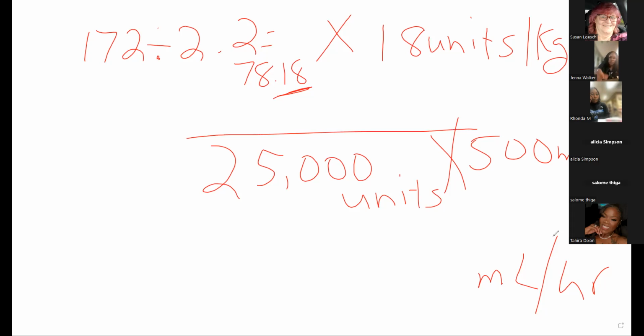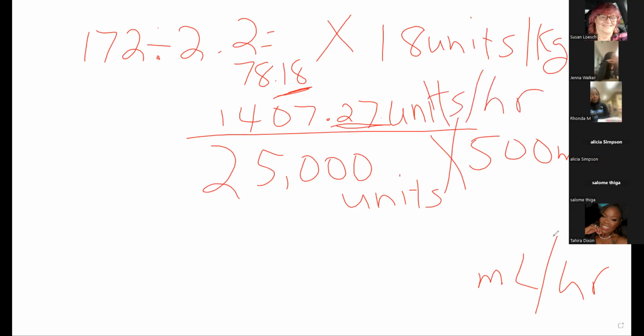Okay. And that is your desired dose. So you're going to put on here, I'm just going to write the 1407.27, but you're going to leave the whole thing in your calculator. That recognizes infinity, and it's this amount of units per hour. Okay, this is going to cross out. This is going to cross out. You'll be left with mLs per hour.